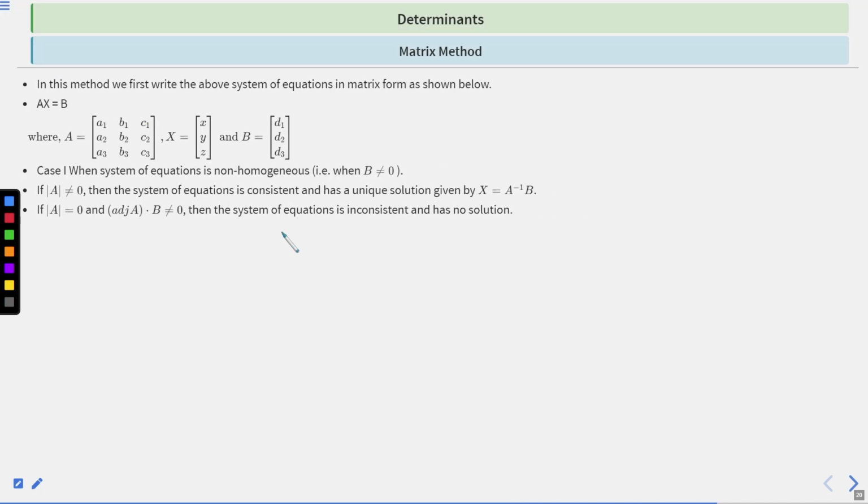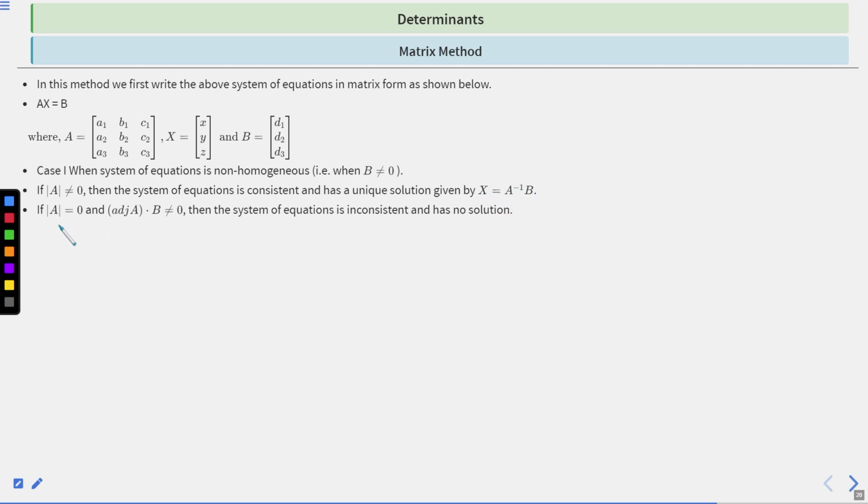Case 1, when the system of equations is non-homogeneous, right? That is B not equal to 0, which is non-homogeneous. Now, if determinant value of A not equal to 0, then the system of equations is consistent and has unique solution, right? You have to remember this. Given by X is basically A inverse B.